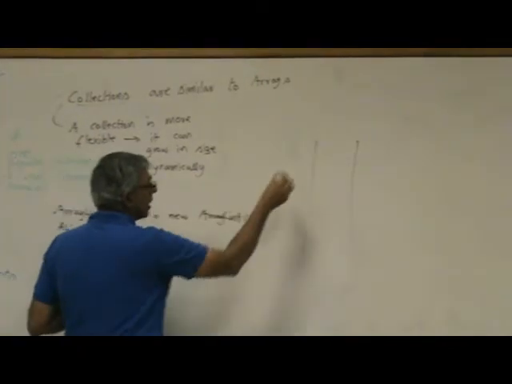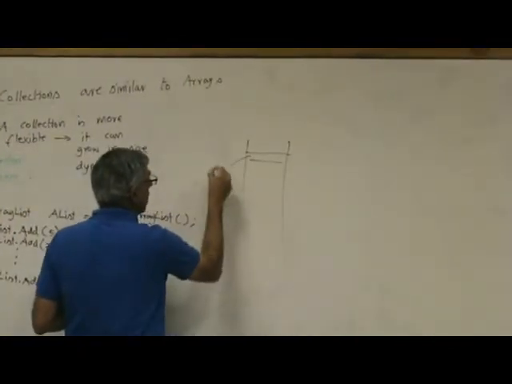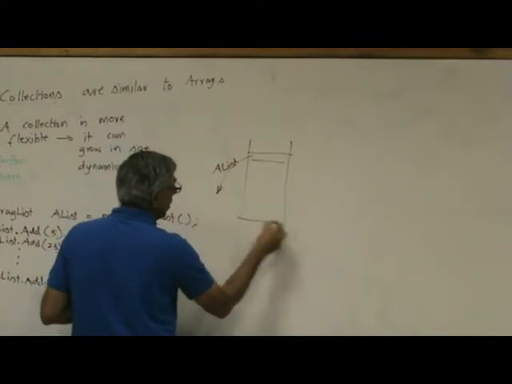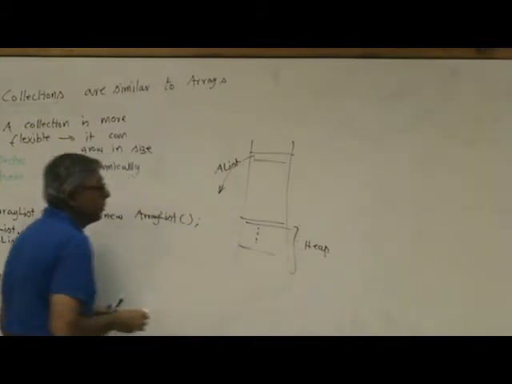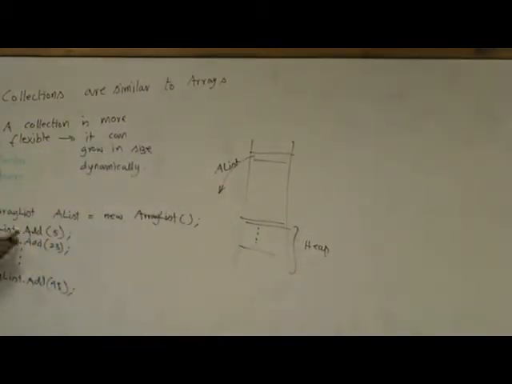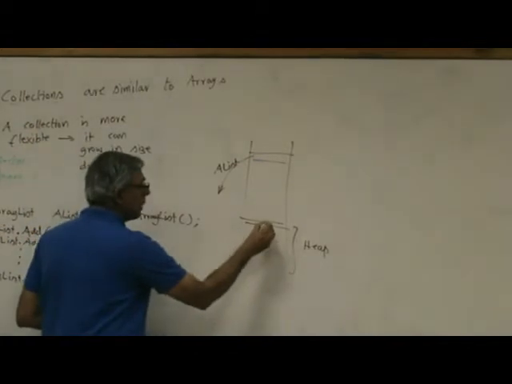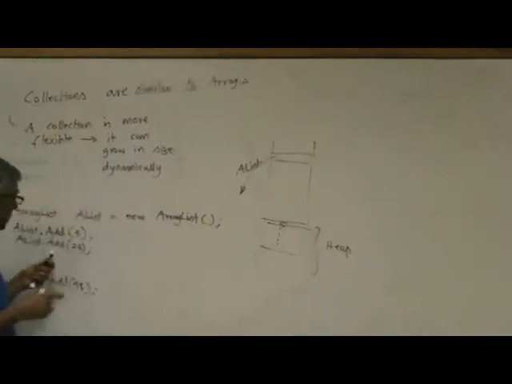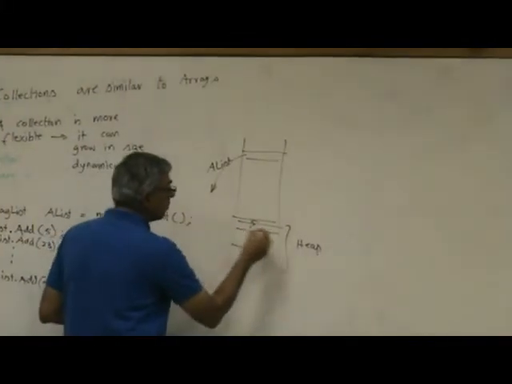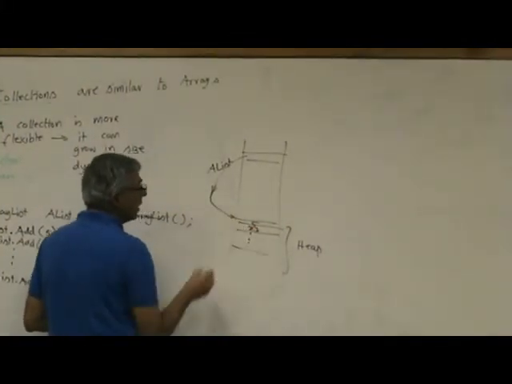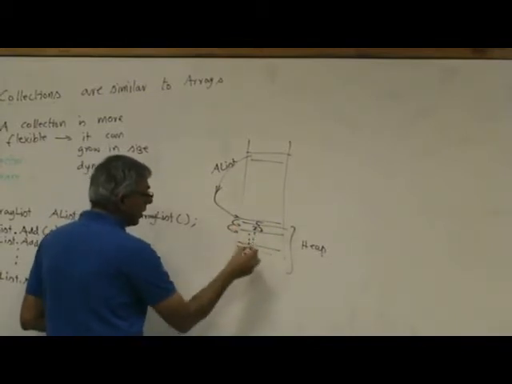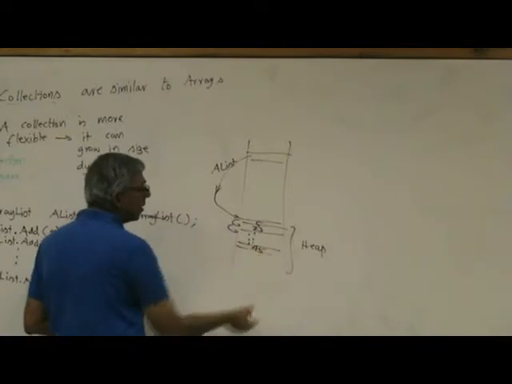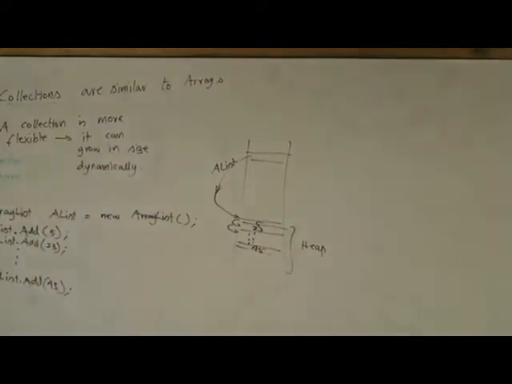Again, let's focus over here. So here's the A list, right? Then it has, in the heap area, flexible memory. Once we do A list.add, it creates one element over here, 5. Once we say A list.add, it creates one more memory, and each one is pointing to the next, and so on. Anyway, we can just keep adding. As long as you have heap space, you can keep storing all the data in it.